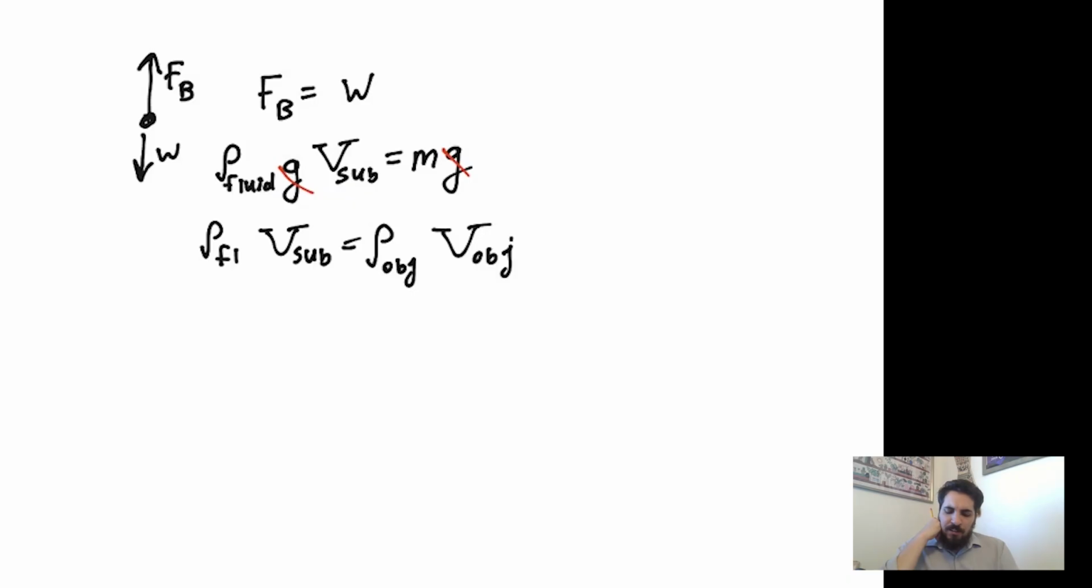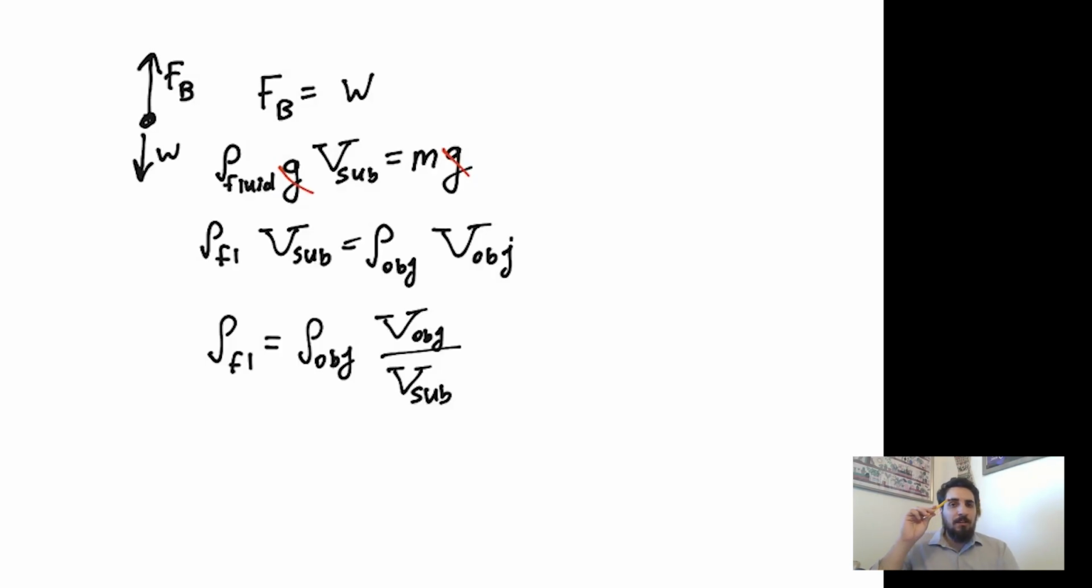And when we look at this, we can rearrange some terms. Perhaps I will want to relate the densities of our two objects. Density of fluid is equal to density of object multiplied by the volume of the object over the volume that is submerged. And when we think about this, well, the volume of the object, if we are floating, must always be greater than the volume that is submerged. You can't submerge more of an object than there is volume of object itself.